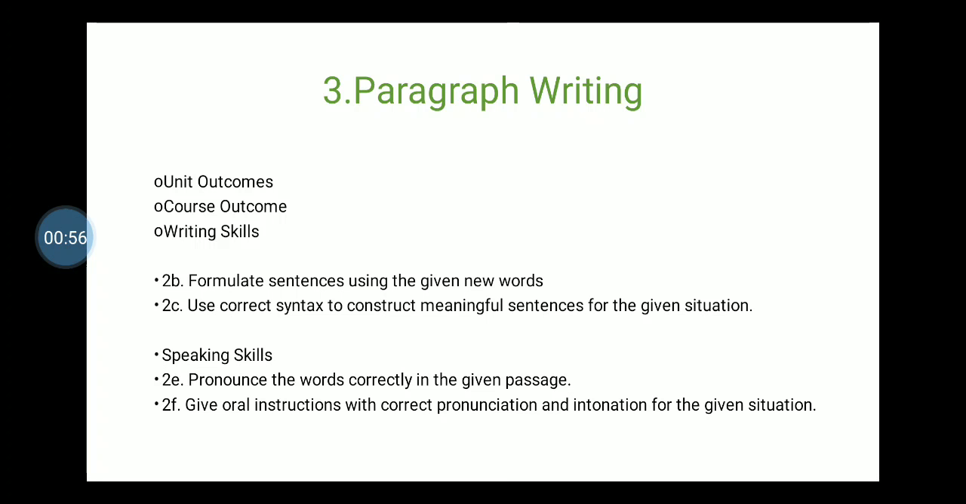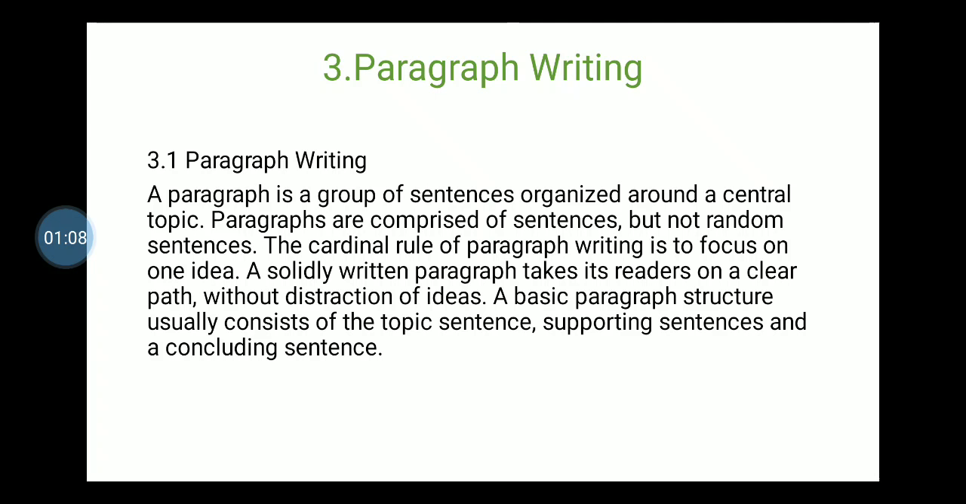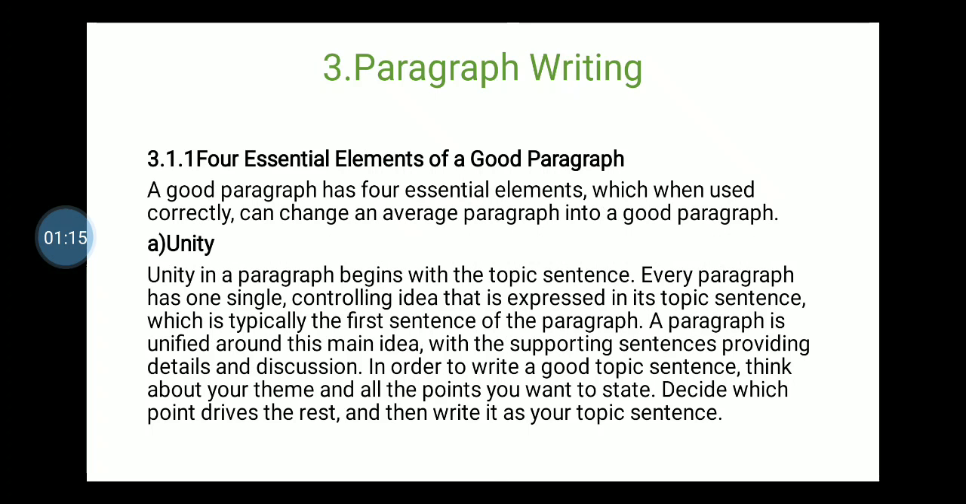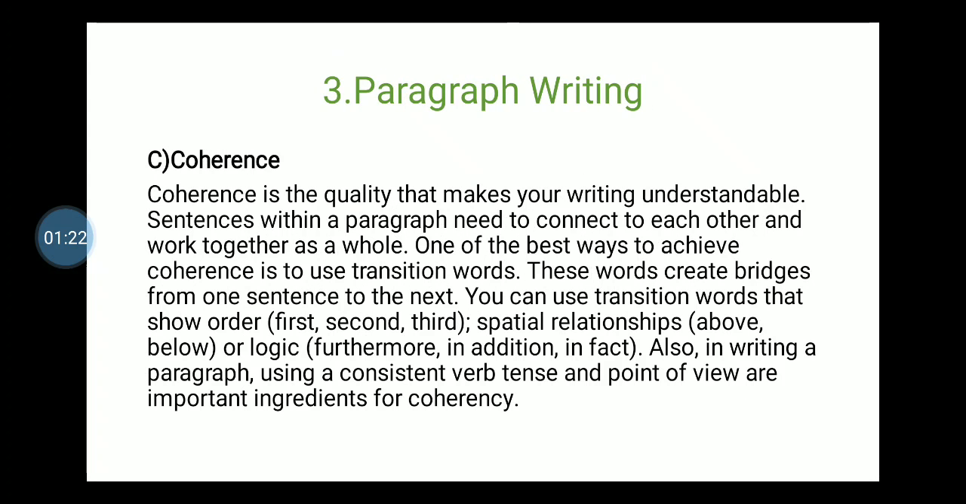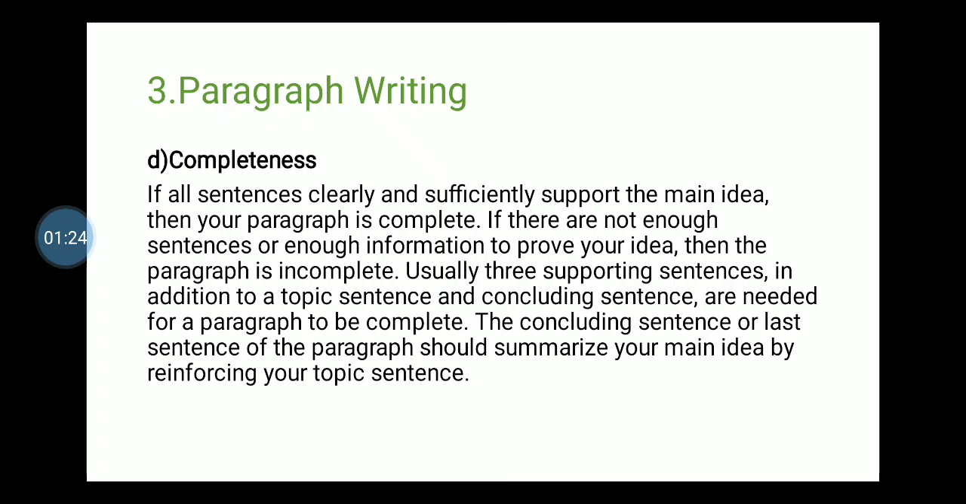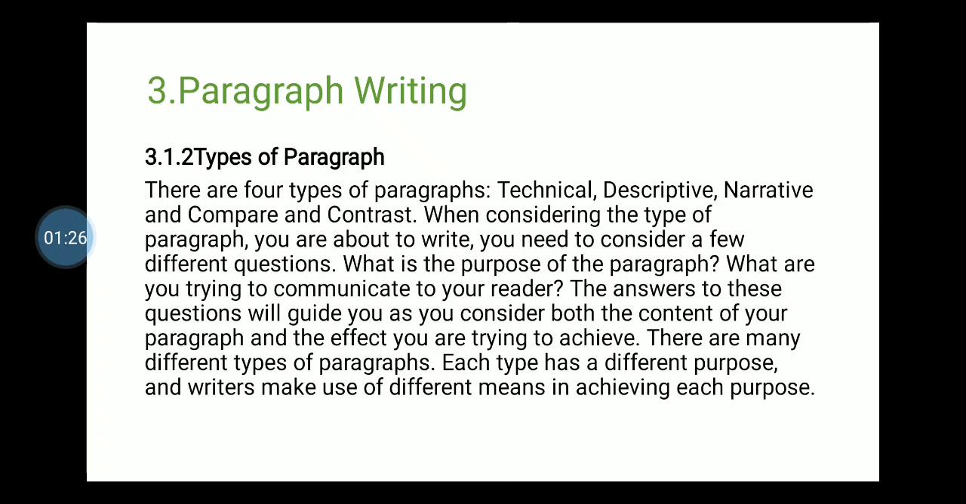From the examination point of view, you also know that this topic will come in question number 6, dialogue writing and paragraph writing for 12 marks. Now we discuss paragraph: a group of sentences which is closely associated with a single idea. Four essential things for being a good paragraph: unity, order, coherence means connectivity, and completeness. Then we discuss types of paragraphs also.